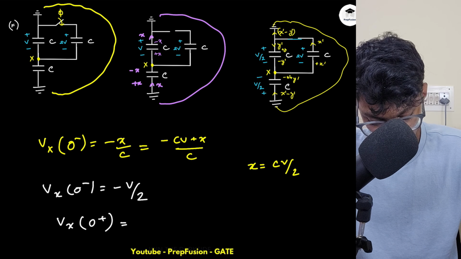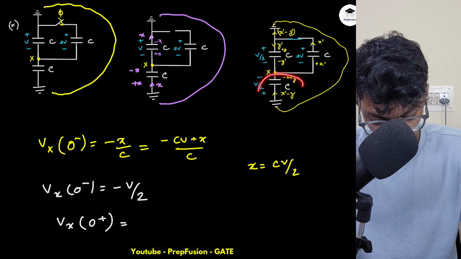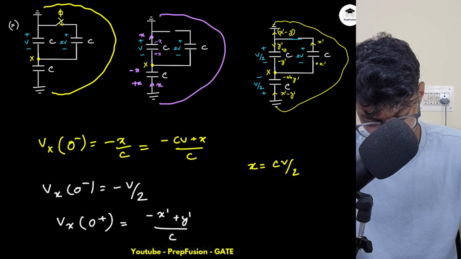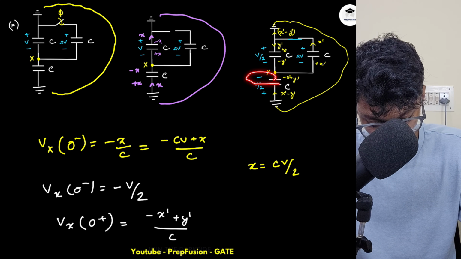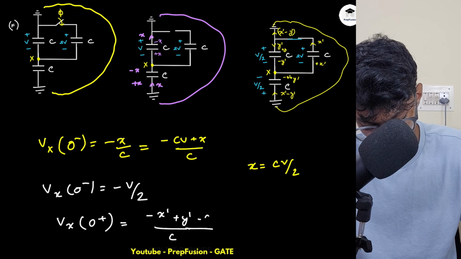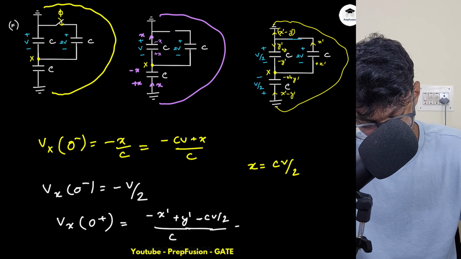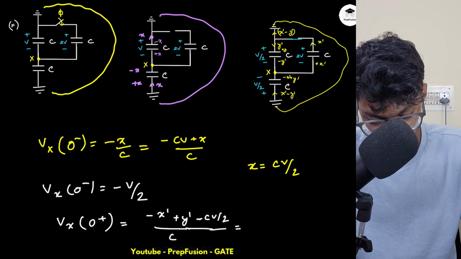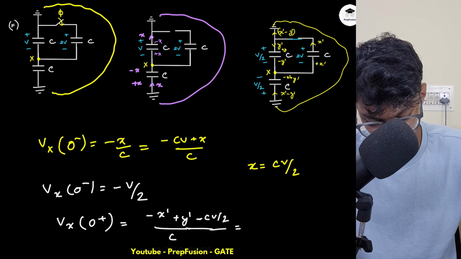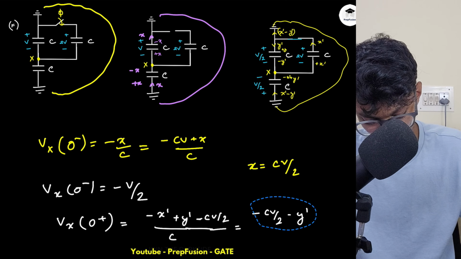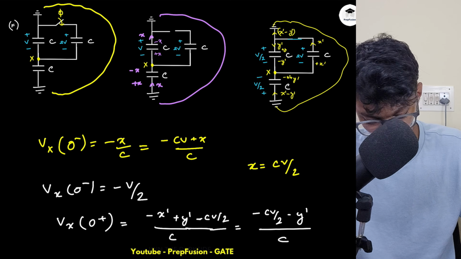Vx 0 plus will be, I can write either of these equations. So first I will write this equation. This will be minus X dash plus Y dash divided by C. Also don't forget initial voltage. This time this capacitor has initial voltage, so this will be minus CV by 2, which should be equal to this potential. So what is this potential? This is minus CV by 2 minus Y dash, divided by C.